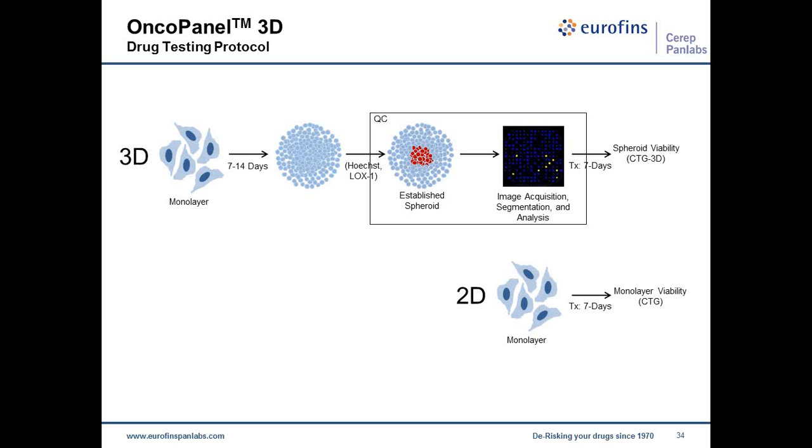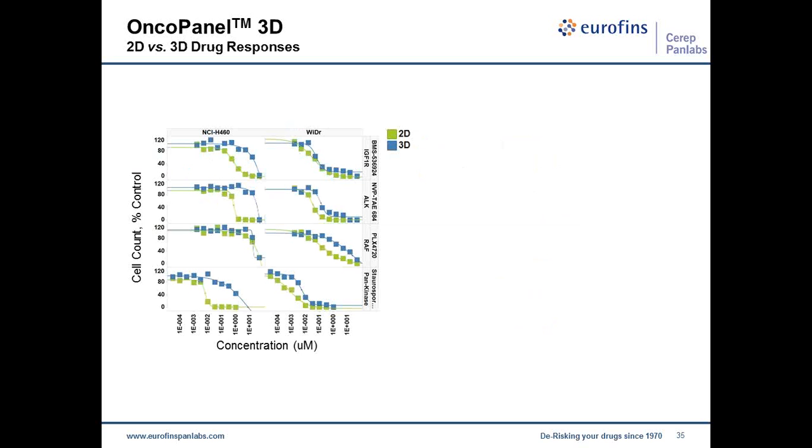So this is a monolayer experiment, and this allows clients to relate the drug responses under these two different culture conditions. Here's an example of 4 compounds with different mechanisms tested in 2 different cell lines. The 2D result is shown in green, and the 3D result is shown in blue. You can see that in some cases there's a significant shift in potency depending on the compound and depending on the cell line. And generally, we see weaker activity in 3 dimensions.